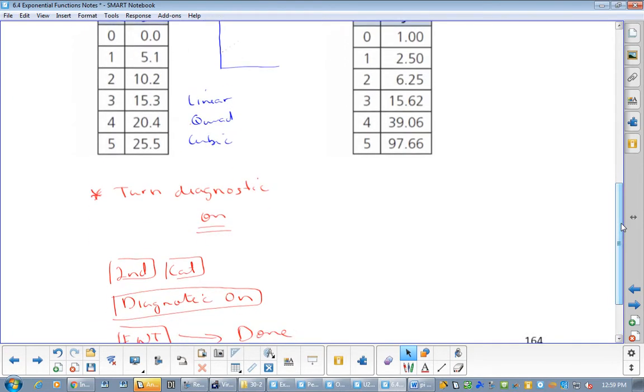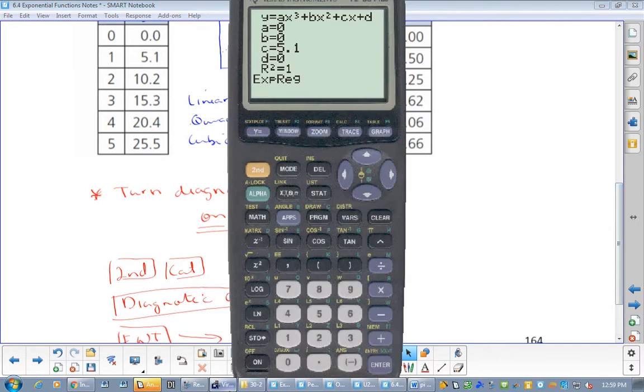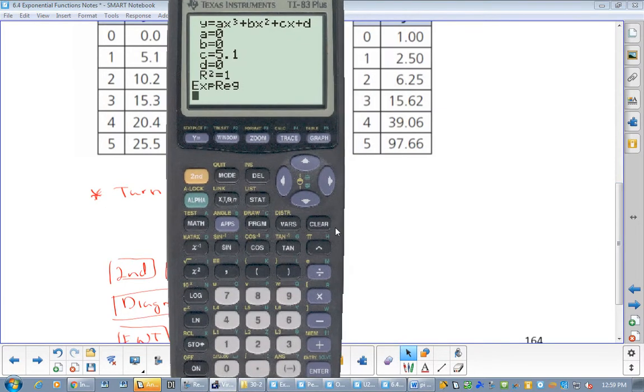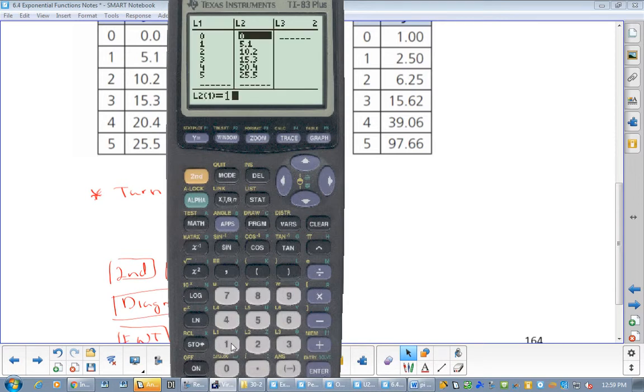Okay, so let's do the next one, and you can see how the numbers are spread out. I bet you it's not going to be as many. Stat, edit, 1, 2.5, 6.25, 15.62, 39.06, and 97.66.